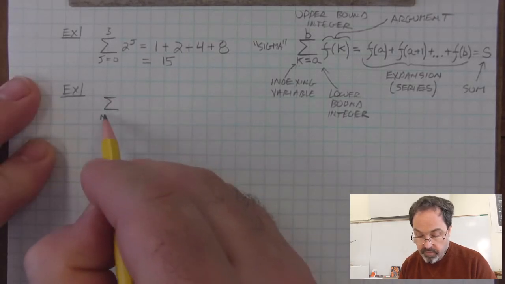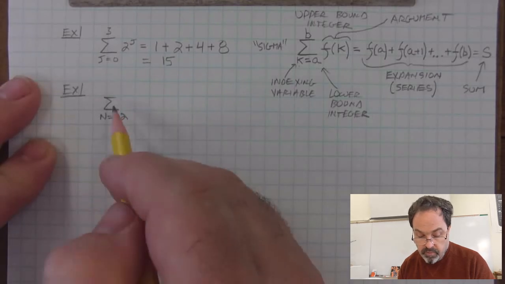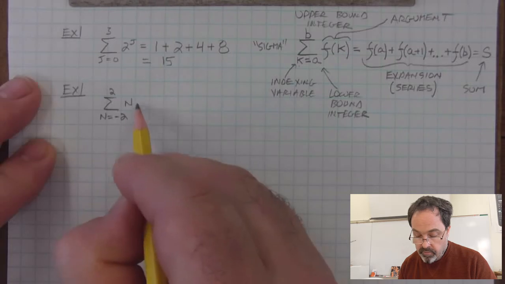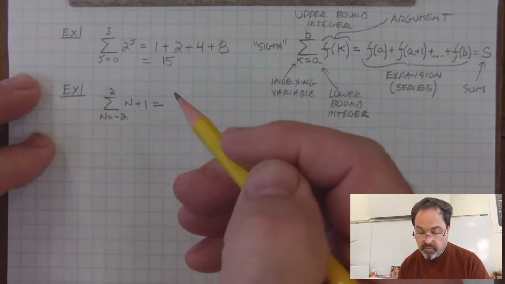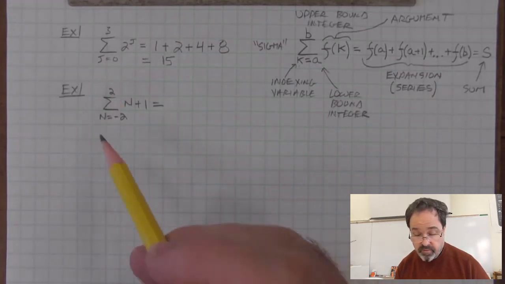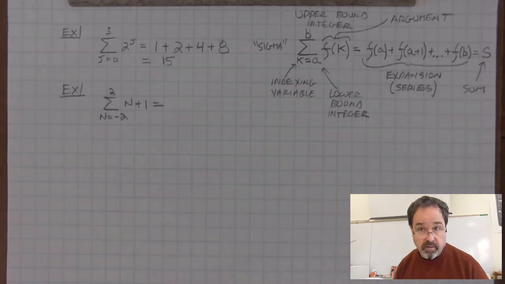Sigma of the indexing variable n starting at a lower bound of -2 to an upper bound of +2 of the argument n plus 1. We're going to produce the expansion and then find the sum. It's okay to use negatives in the index of sigma. Negatives can be integers. Integers can be negatives.